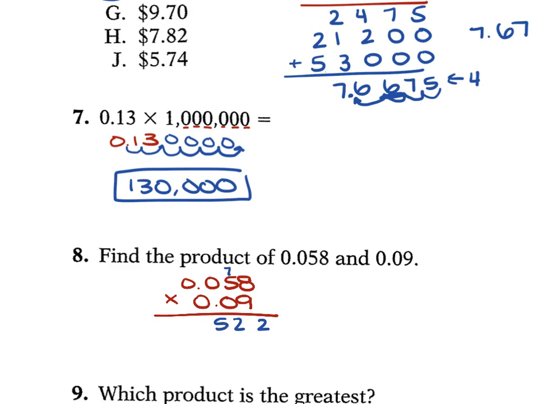If we move to the next 0, everything's going to be 0. Same thing with the next one. So we have a total here of 5 decimal places. So in our answer, we're going to have our decimal place here. We're going to move 1, 2, 3, 4, 5. Add in zeros. So 0.00522.